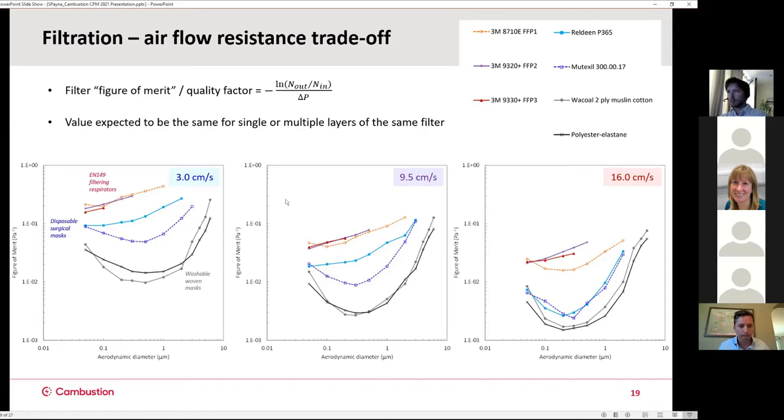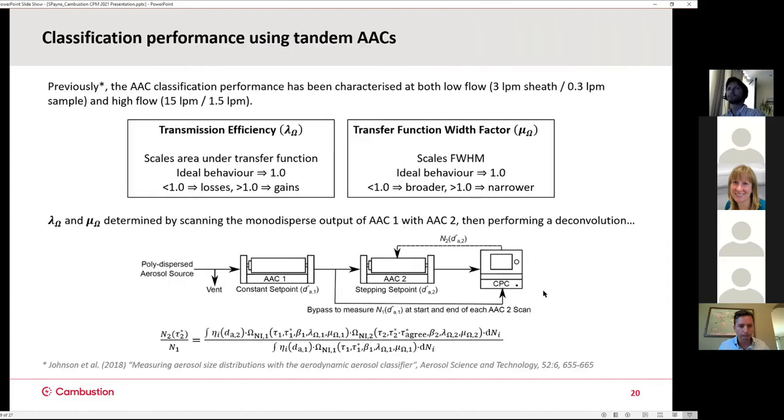And as we push up with face velocity, obviously that value comes down, and we see the FFP2 and 3 staying very close together, which would suggest that the microstructure of those is the same, and that the FFP3 is actually just a thicker layer of filter. And we see the surgical masks sort of bundled together at the high face velocity once we've diminished the action of diffusion in the submicron range.